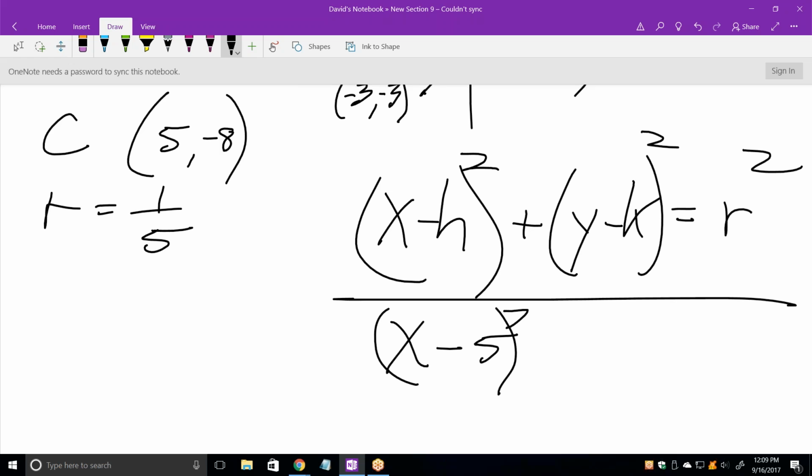(x minus 5) squared. You don't have to do anything further, you don't have to multiply that. Plus (y minus what's the y?) Negative 8. No, give me the whole thing that's in the parentheses. It's y minus negative 8.